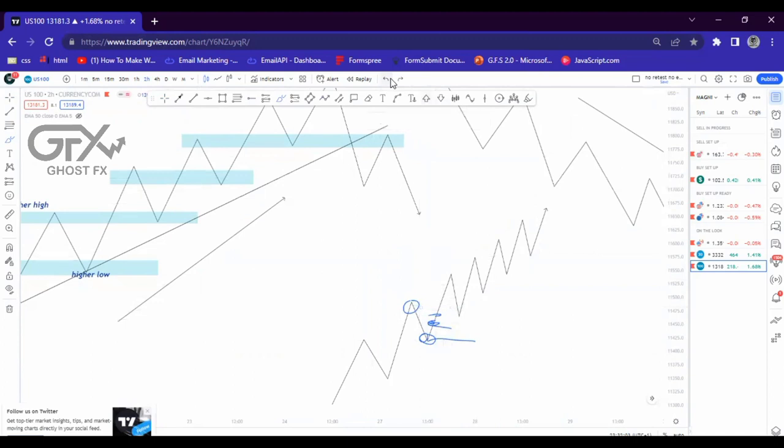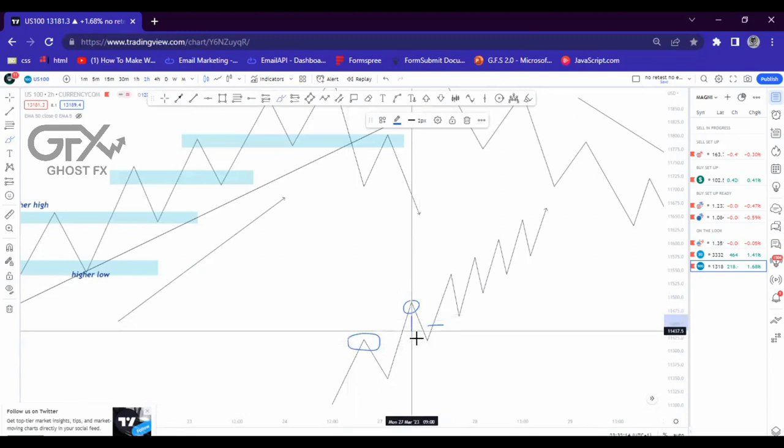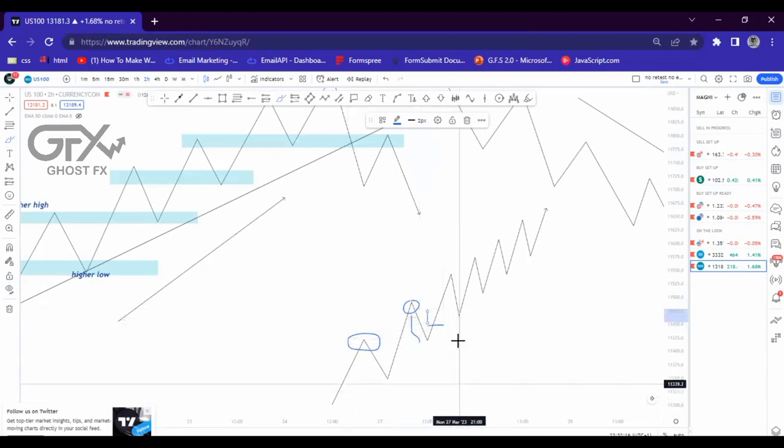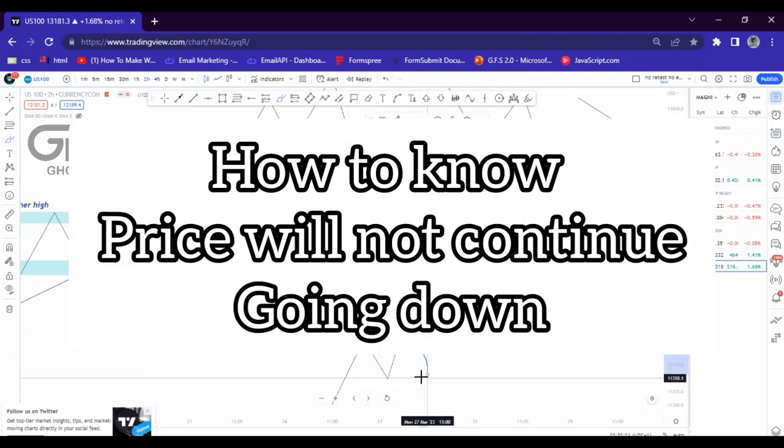So now my advice is look for entries here. And now how do you look for an entry here? Basically, price must have broken the last low here, right? Price came back to make this retest. And the question is now, how do we know that price will not continue going back down?